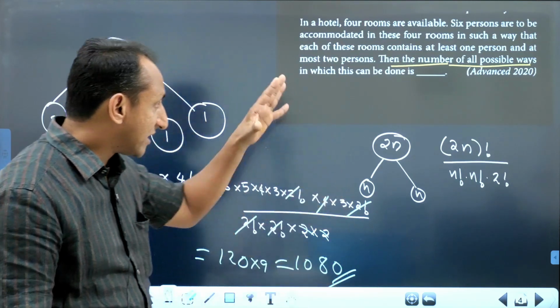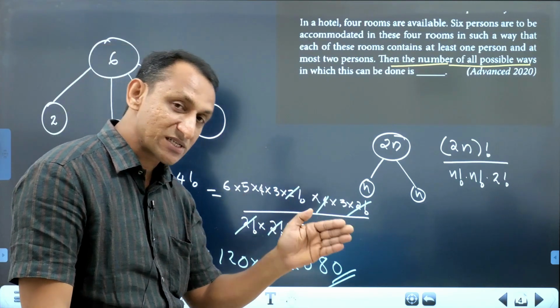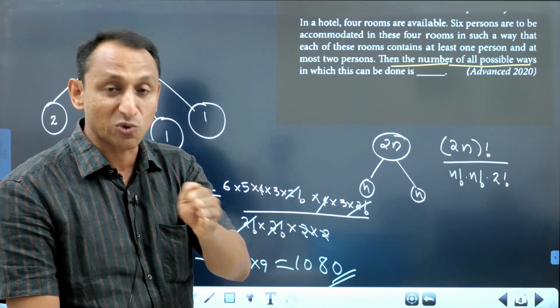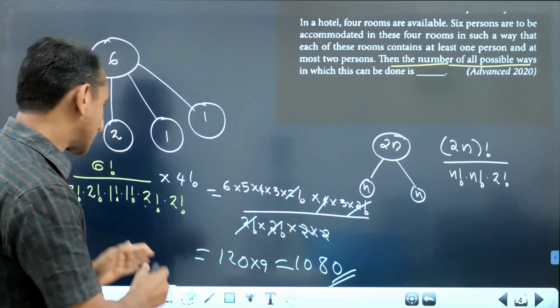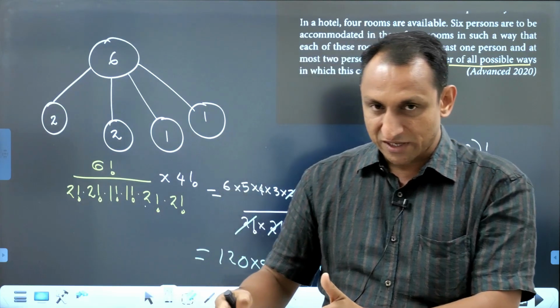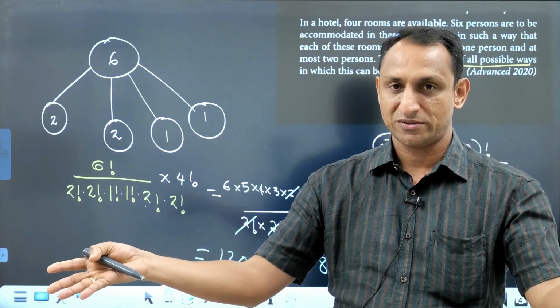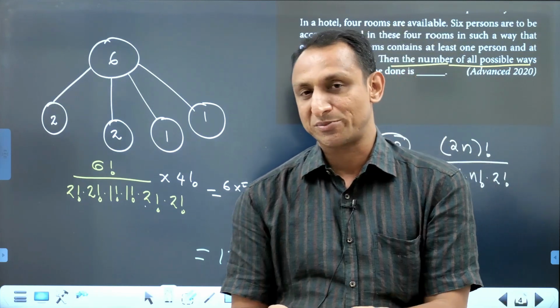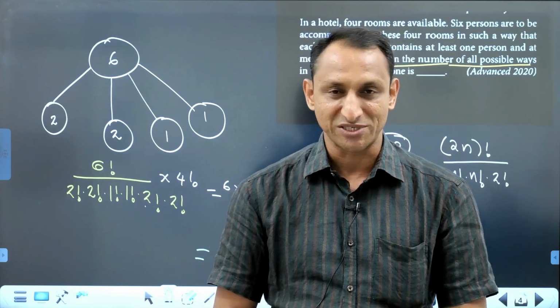We divide 6 persons into 4 different rooms. First we divide into groups, after that we distribute. Here we apply the result, division and distribution of distinct objects. Clear?